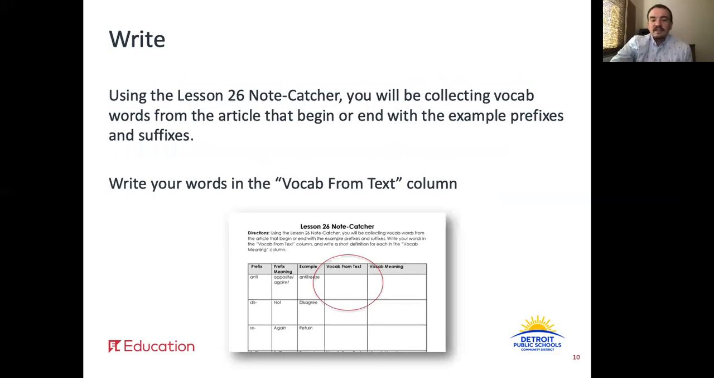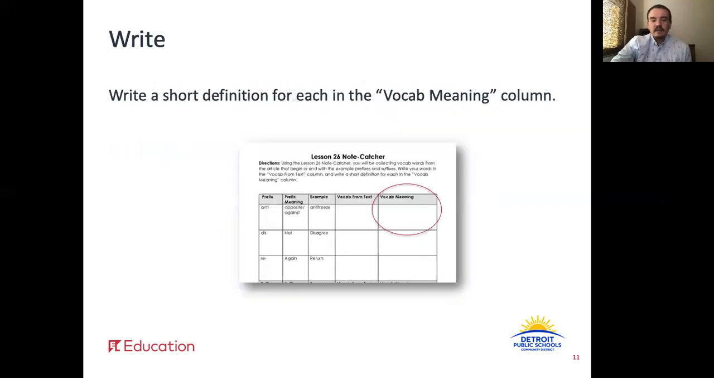Now we will use the Lesson 26 note catcher to collect vocabulary words from the article that begin or end with the example prefixes and suffixes. Write your words in the vocab from text column. Write a short definition for each in the vocab meaning column. Pause the video here while you complete the note catcher.